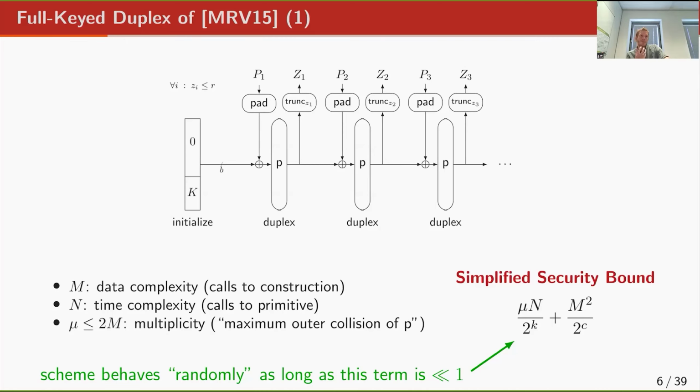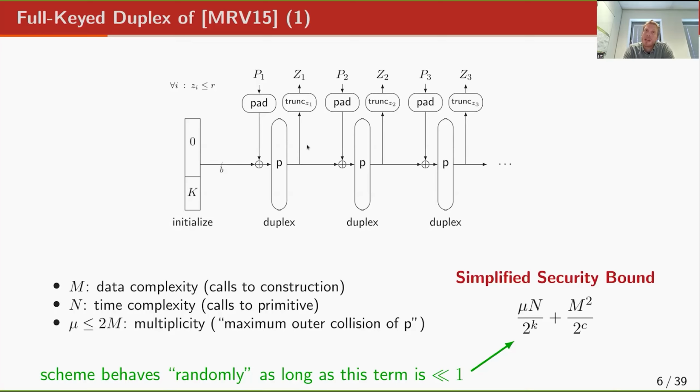But the biggest problem here is that we had this multiplicity term mu, because this is the maximum size of the outer collision in P. And what is an outer collision? An outer collision in P means the outer R bits collide. So if you have multiple duplexing calls where the outer R bits is the 0 string, this leads to a high value of mu.